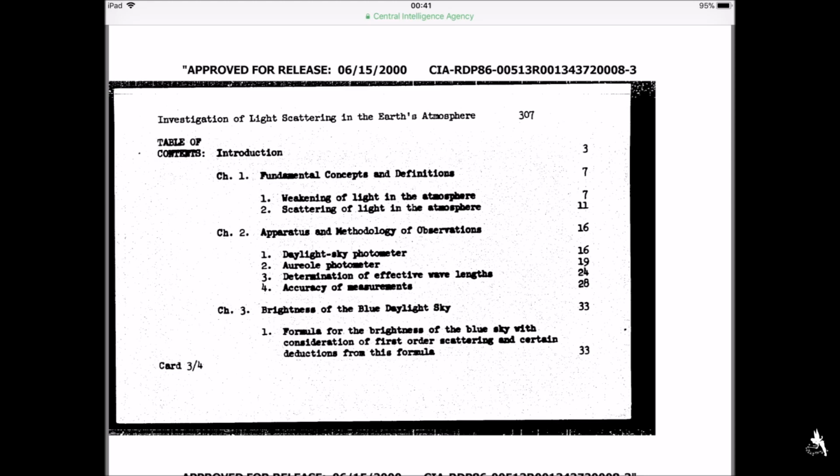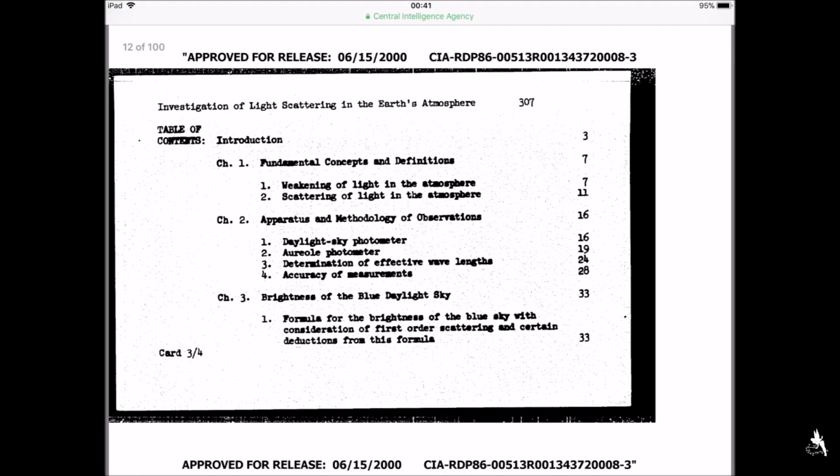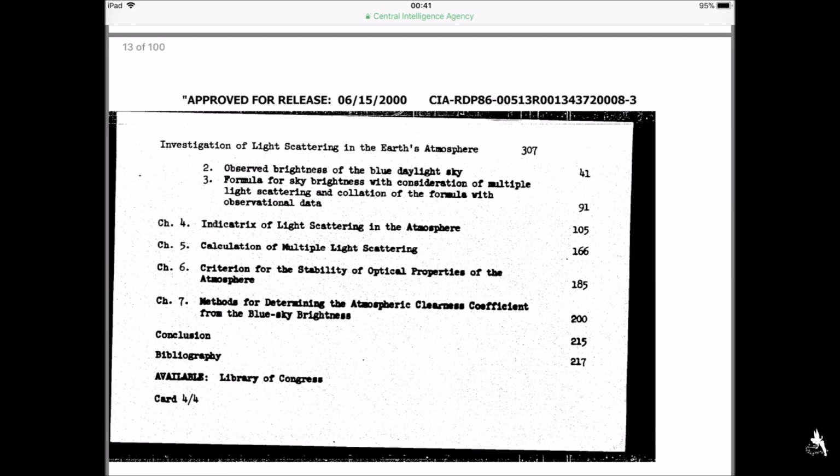Introduction, Chapter 1, Fundamental Concepts and Definitions. Weakening of light in the atmosphere, scattering of light in the atmosphere, the apparatus and methodology of the observations, a daylight sky photometer, an Oriole photometer, determination of effective wavelengths, and accuracy of measurements. Brightness of the blue daylight sky. Formula for the brightness of the blue sky with consideration of first order scattering and certain deductions from this formula. Observed brightness of the blue daylight sky. A formula for sky brightness with consideration of multiple light scattering and collation of the formula with observational data.